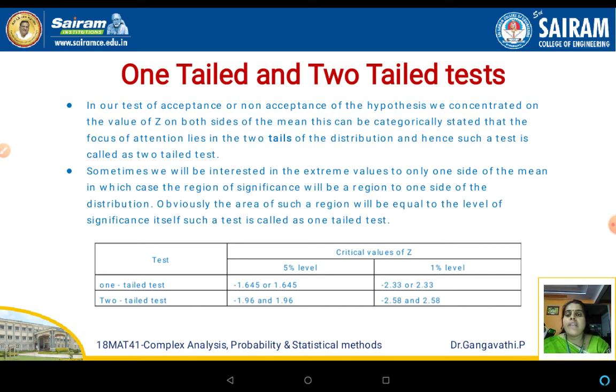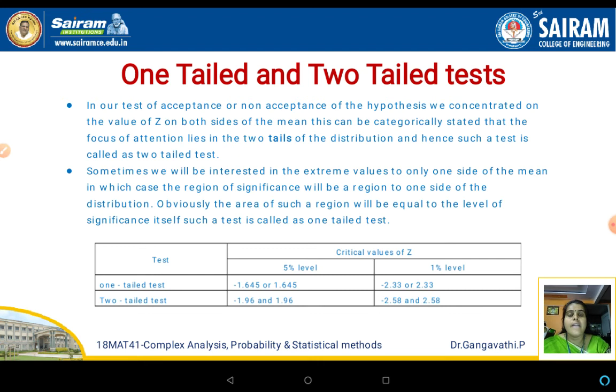So in our test of acceptance or non-acceptance of the hypothesis, we concentrated on the value of Z on both sides. So the value of Z has been evaluated, and we are going to consider the value in the positive direction as well as in the negative direction. So both sides of the mean. So this can be categorically stated that the focus of attention lies in the two tails of the distribution, and hence such a test is called a two-tailed test.